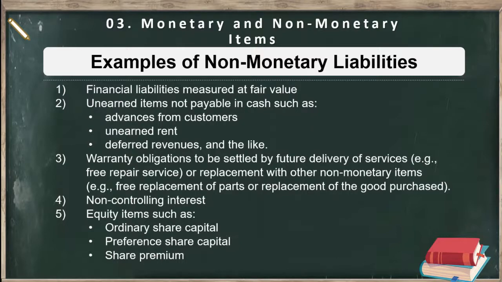Then unearned rent. Okay, the unearned rent becomes income and it does not become a payment of cash. Dili man siya mahimong payment of cash, but it will become income pag ma-perform na ang or na-provide na ang service, which is ang provision of the rental nga service. Deferred revenues, and the like. Warranty obligations to be settled by future delivery of services or replacement with other non-monetary items such as free repair service, free replacement of parts, or replacement of the good purchase. Wala may gihatag nga money. Non-controlling interest, and we have equity items such as ordinary share capital, preference share capital, share premium.